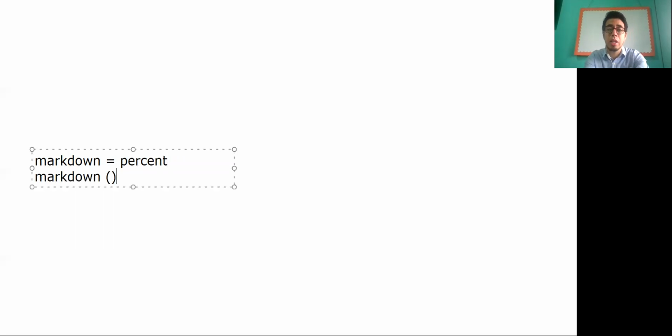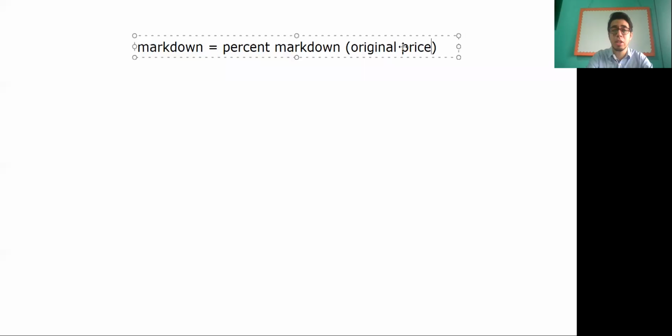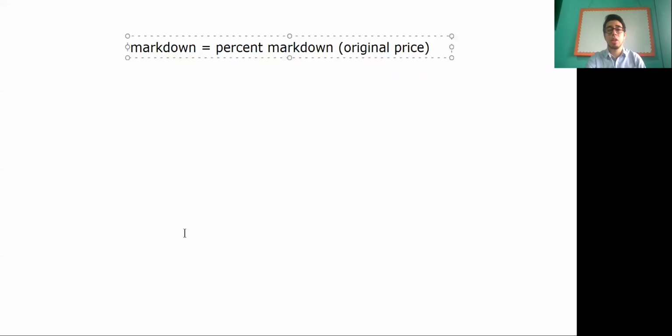This is going to be equal to what? It's going to be equal to the percent marked down, and I'm going to multiply this by the original price we have. So I'm going to multiply in here by the original price. Now that we have this, I'm going to extend, and this is going to be placed up here, sorry. And now we are going to replace the facts we have in here.